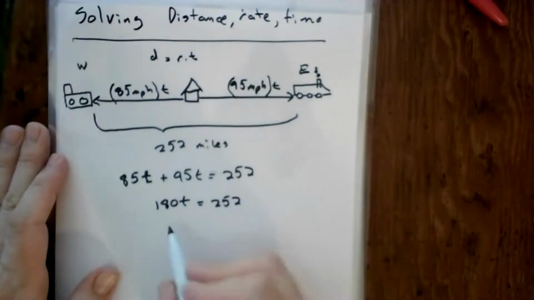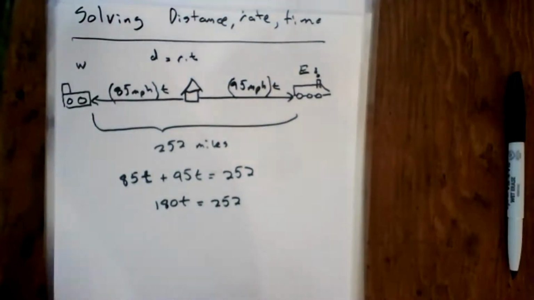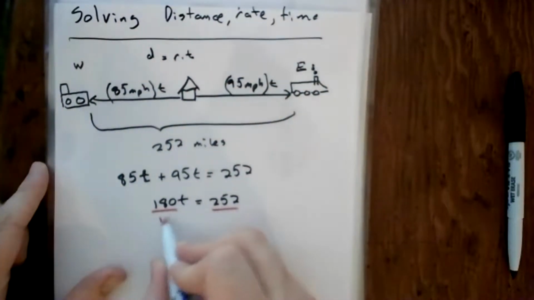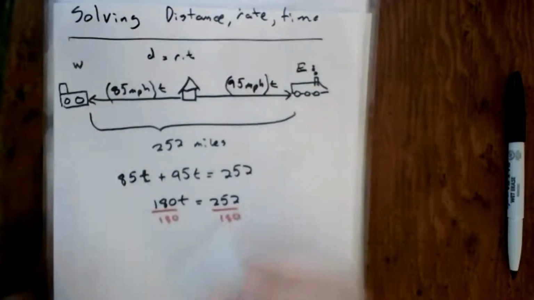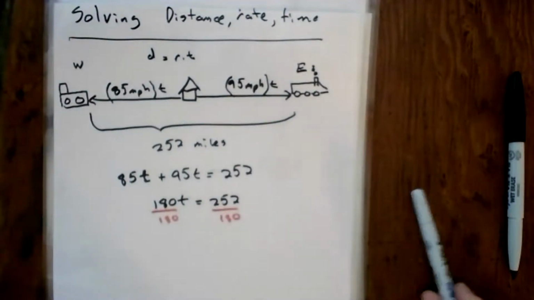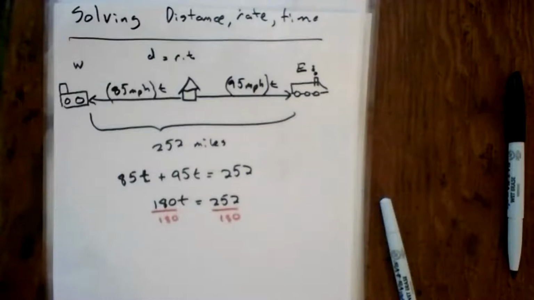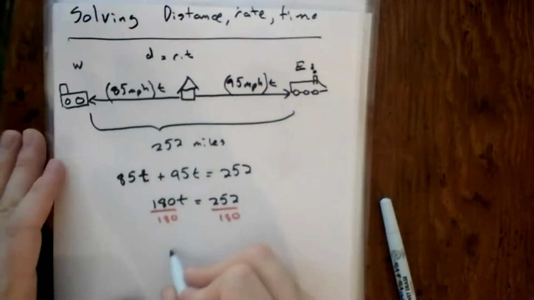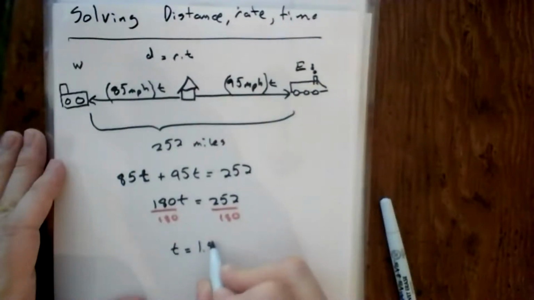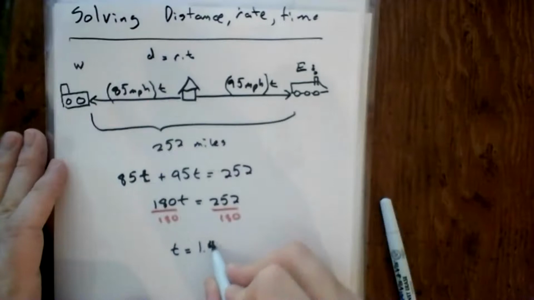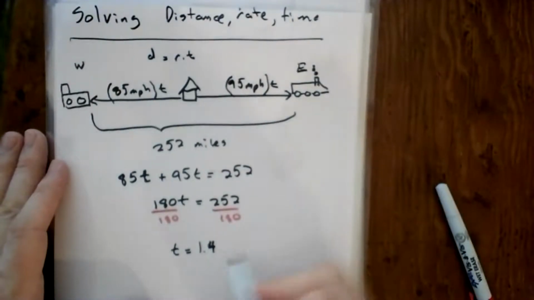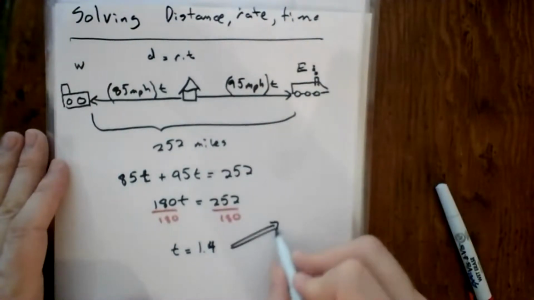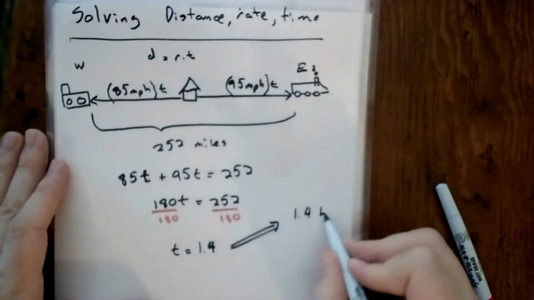Now I'm going to divide both sides by 180, and when I do that, I should come up with a nice answer. So I've got 252 divided by 180. That actually comes out to be t is equal to 1.4. Now remember, whenever you're doing this, you need to have units. So it takes 1.4 hours.